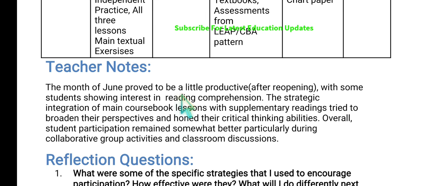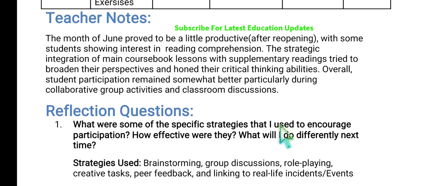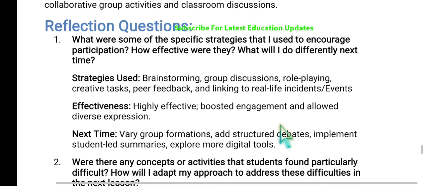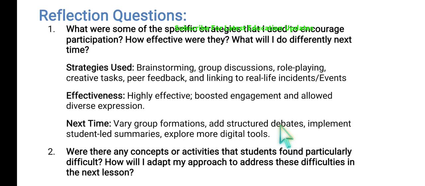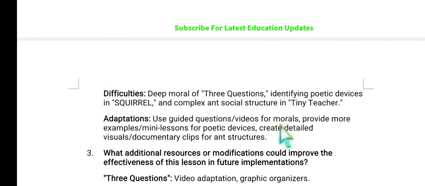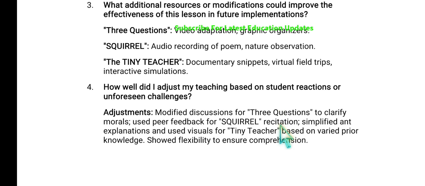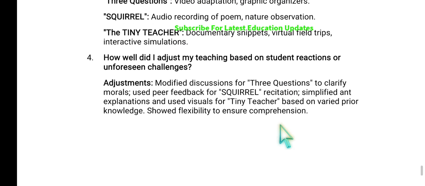Then followed by the teacher notes, which come in the last space, but I included them here in the beginning. So the month of June proved to be a little productive after the reopening of the schools, with students showing some interest in reading comprehension. The strategic integration of main coursebook lessons with supplementary reading tried to broaden perspectives and enhance critical thinking abilities. So this is the general notion we can form. In practicality, we have to make progress little by little. The reflective questions and the respective answers related to the lessons, then the 3 questions, Squirrel, The Tiny Teacher, and adjusting the teaching methodologies based on the implemented activities.